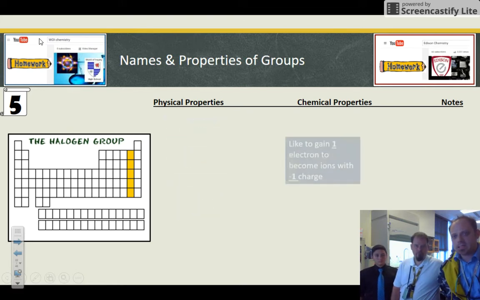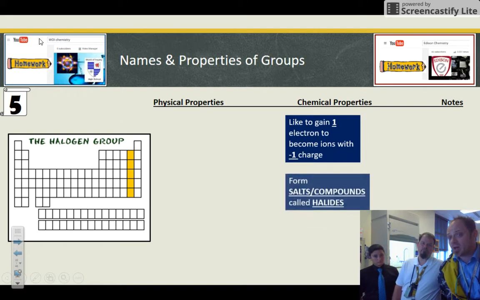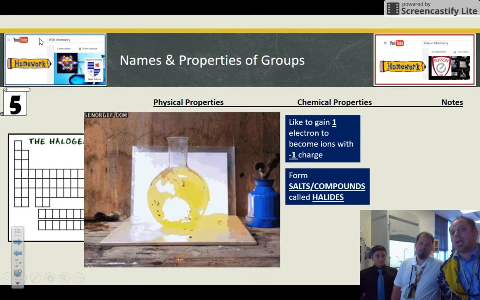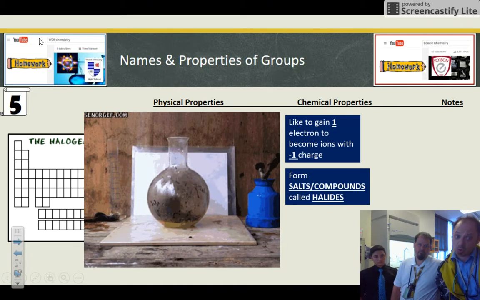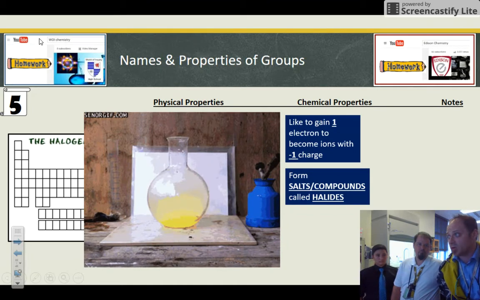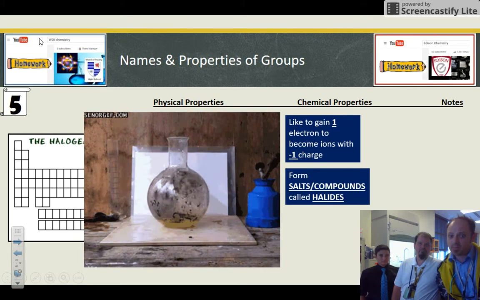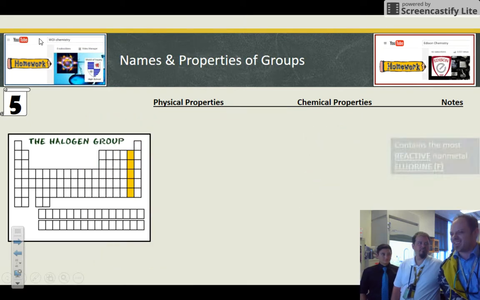Chemical properties. They like to gain 1 electron to become -1 ions, and they form salts or compounds called halides. And this is a picture of some chlorine gas reacting with some sodium metal to make, well, probably salt, sodium chloride, but a lot of other stuff in there too.